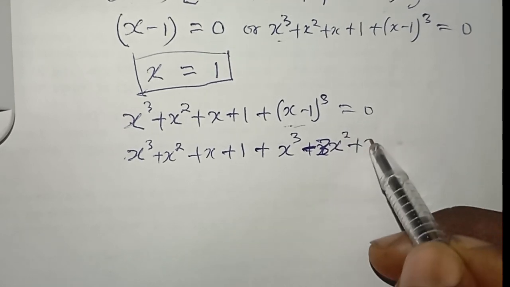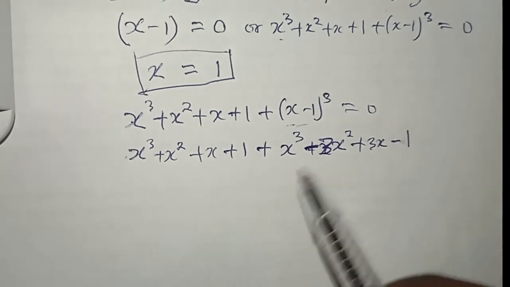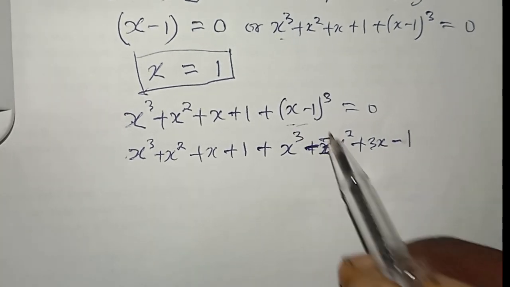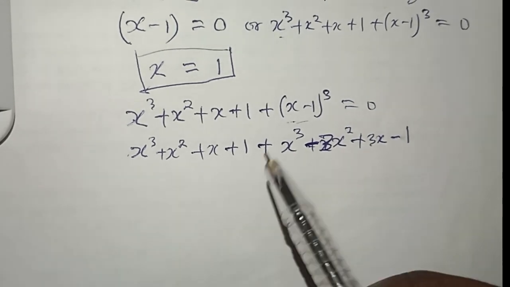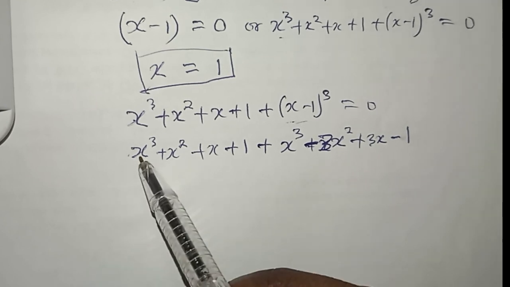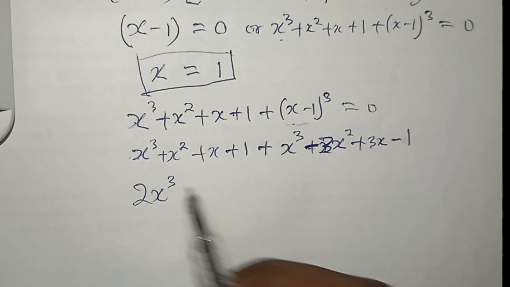Okay, and then of course plus 3x and minus 1. So this is what I'm going to be having if I expand this one right here. And now we can collect items. So this plus this is actually going to give me 2x cubed.